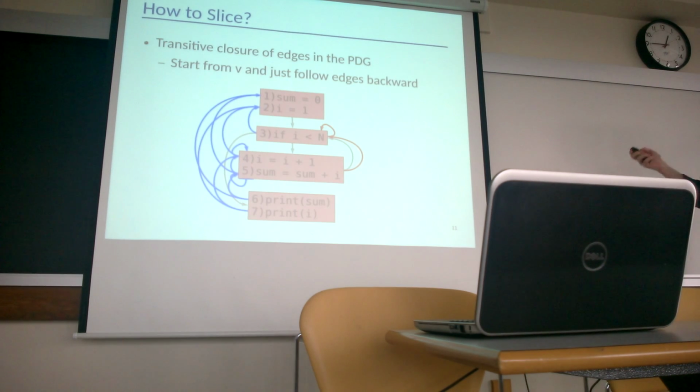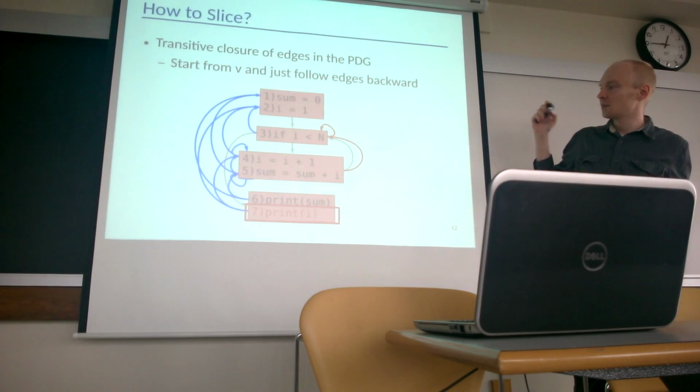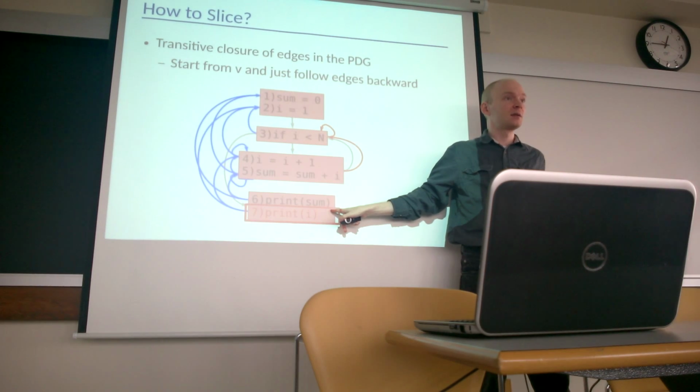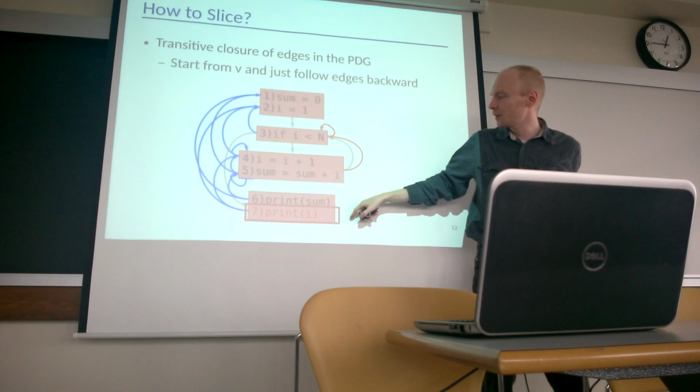So we're finding the slice from 7 again. We'll traverse backward along our data dependence. Notice we don't really have any control dependencies here. We're always going to execute 7. So we'll just go backward along our data dependence. And where are our data dependencies?